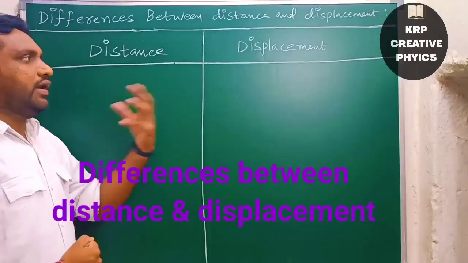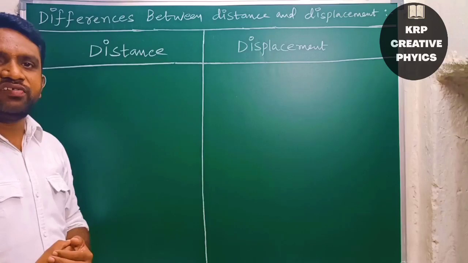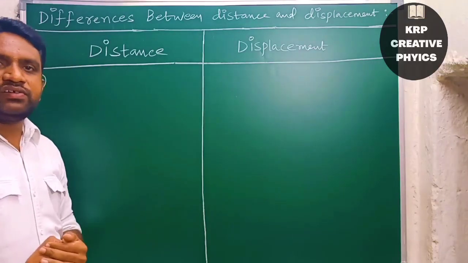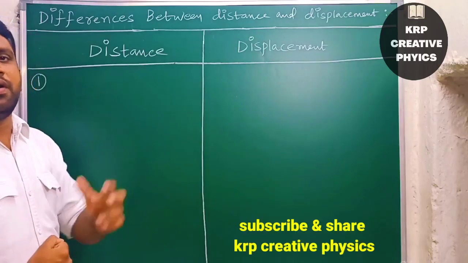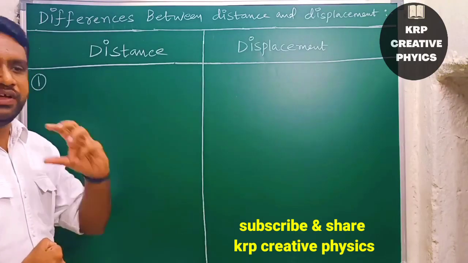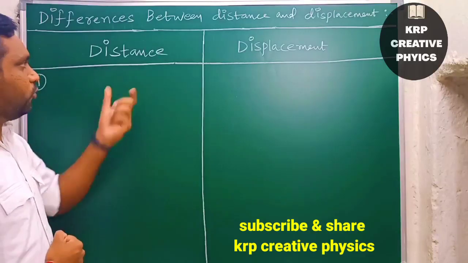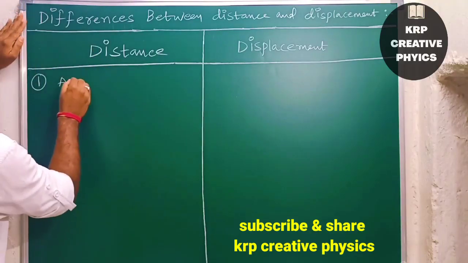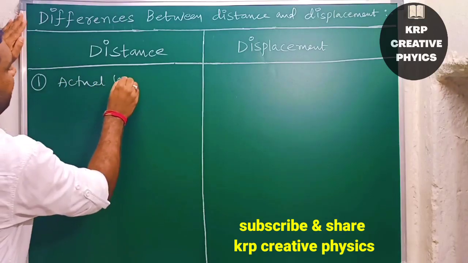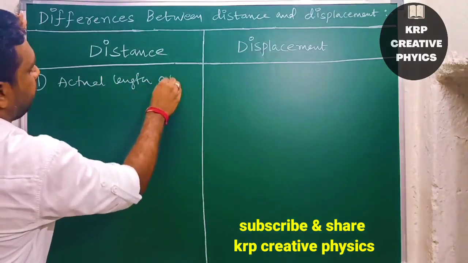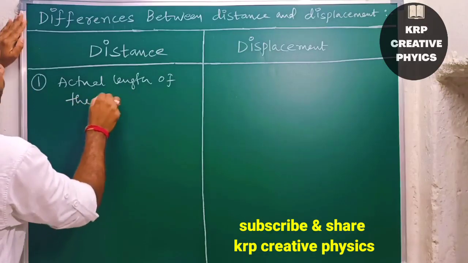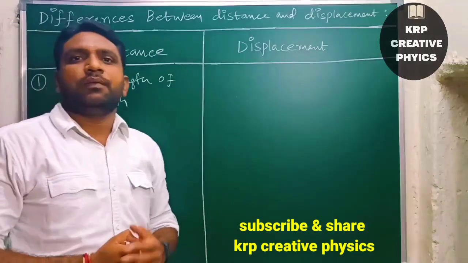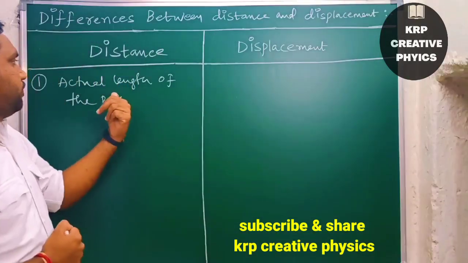Friends, let's discuss the differences between distance and displacement. First we will consider distance here. What is meant by distance? The actual length of the path covered by the object between initial position and final position is said to be distance. I am writing here, actual length of the path. Actual length of the path covered by the object between any 2 points is said to be distance.